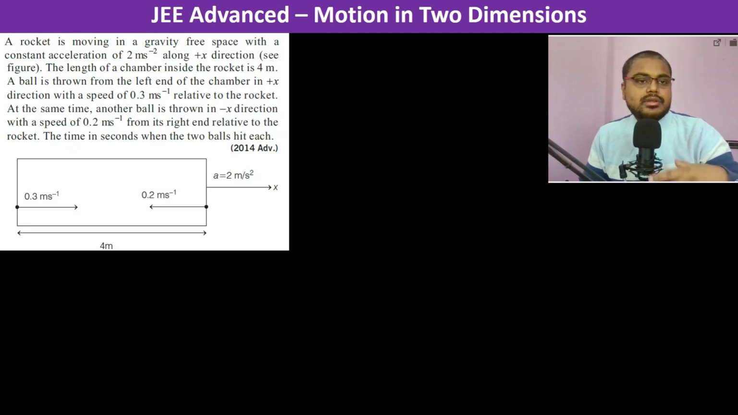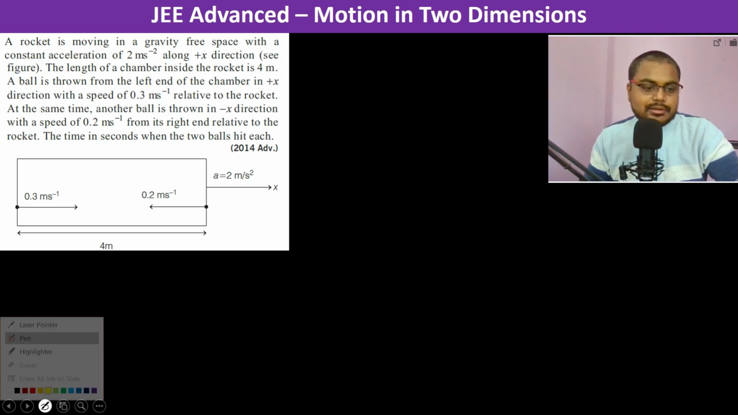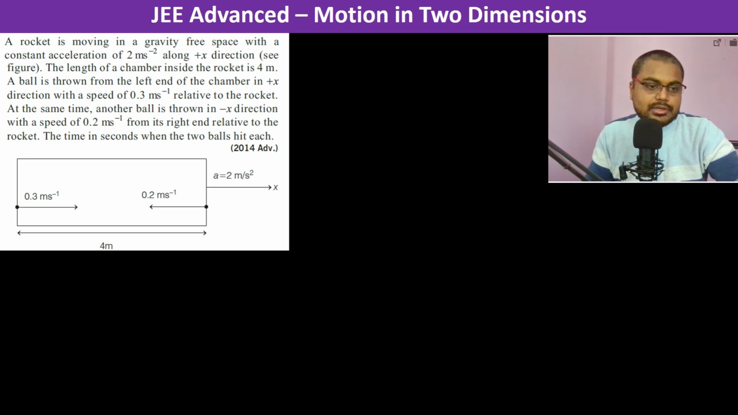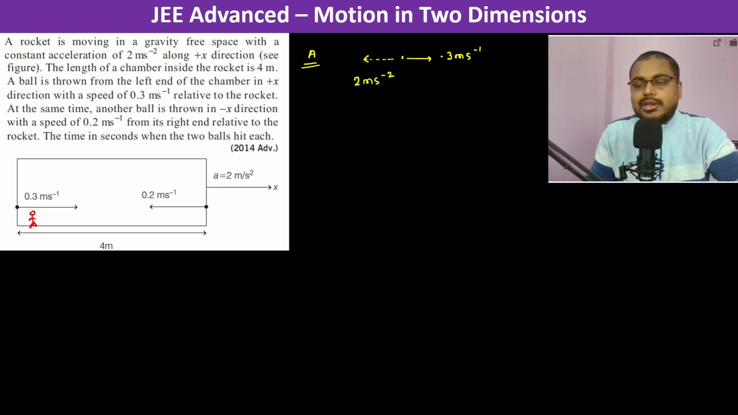Rocket is moving in a gravity free space. Okay, so in this, what will we do? We will put the person here as the observer, and then he is seeing. So the person is there at the origin. So how does he see A? The velocity of A is in this direction, 0.3 meter per second, and there is a pseudo force on A which causes acceleration of 2 meter per second square in the negative direction.